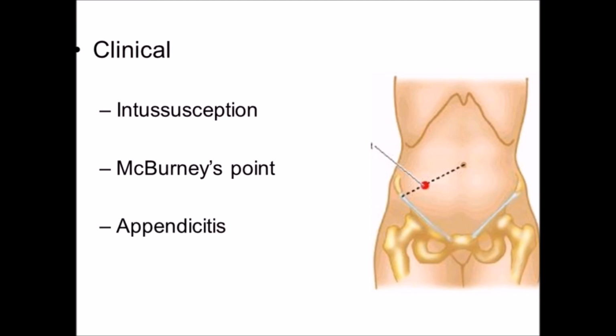Appendicitis is the inflammation of appendix which is usually manifested by pain, vomiting and temperature. Appendix is a blind tube. A fecolith may obstruct the lumen which may lead to the appendicitis.